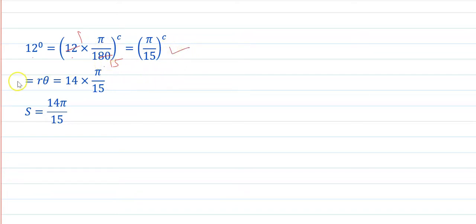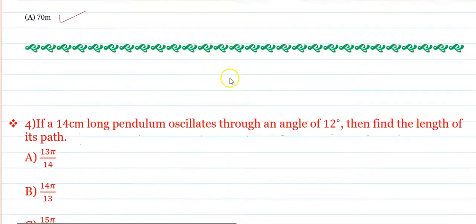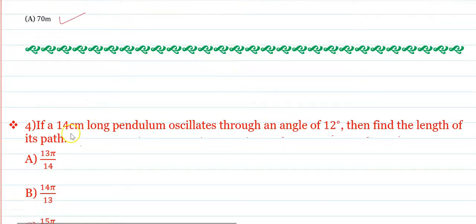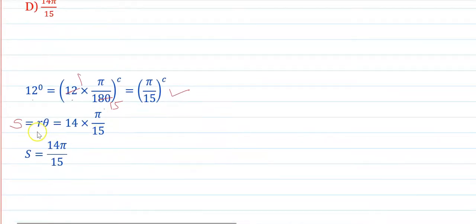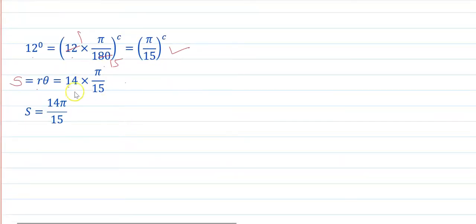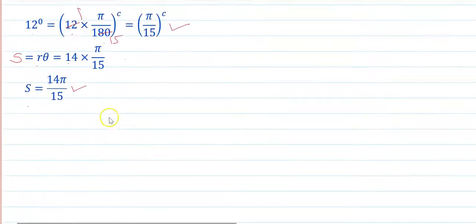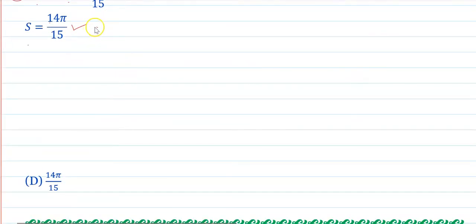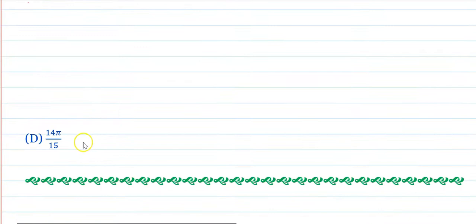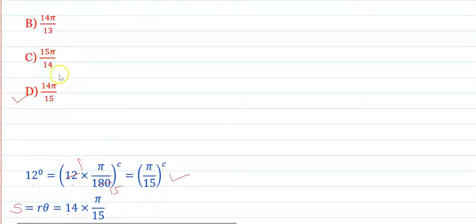Now next, S is equal to r theta. The value of r, what is that here? The length of pendulum is 14 centimeter. That is nothing but the radius. This is 14, and the theta is pi upon 15. And the next simplification, therefore S is equal to 14 pi upon 15. And this is in centimeter, and therefore option D is the correct one.